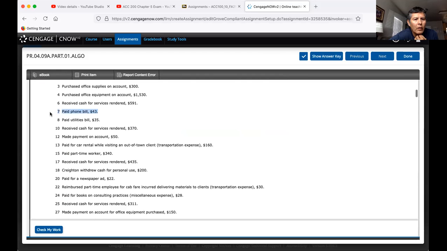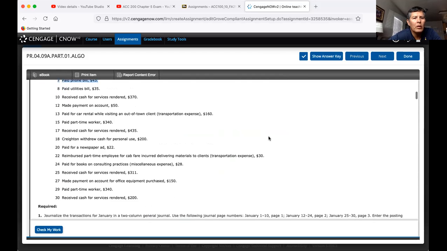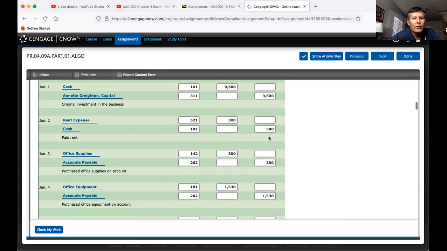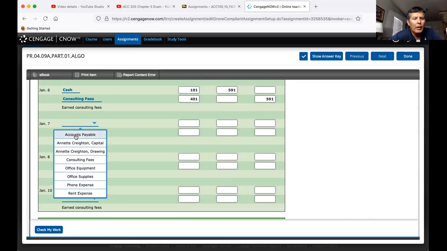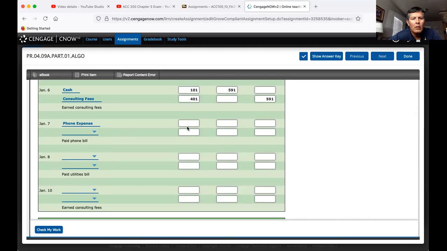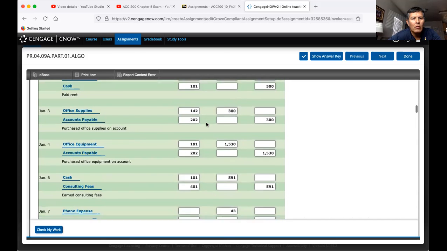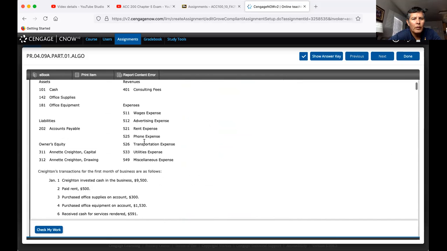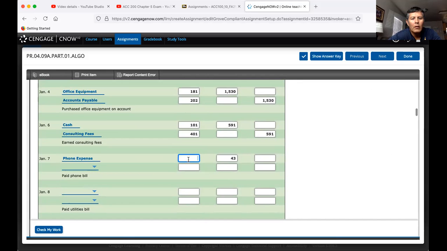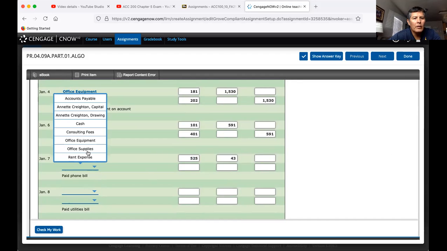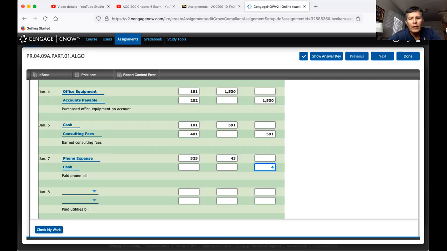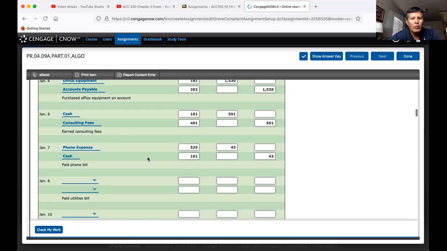Paid phone bill of $43, January 7th. Okay, so we paid phone bill. So this will be phone expense, 43. Okay, I need the code for phone expense. So up here on this account, phone expense is 525. Okay, now this is coming out of cash. So 43 here, cash account is 101. All right, so we got to go to phone expense and then we got to record cash as well.